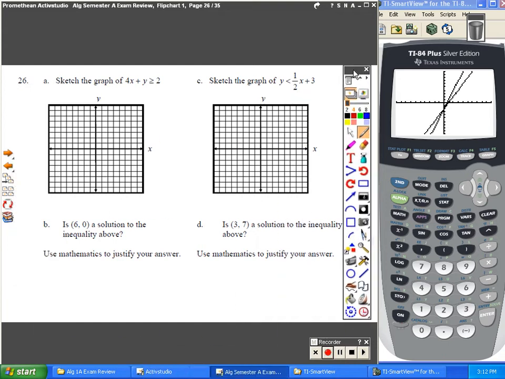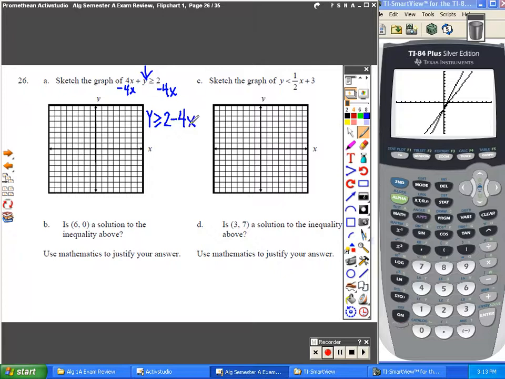When you first saw this problem, you might have thought that it looked pretty easy because all you had to do was graph. The problem is they don't solve the equations for y for you, so you do have to do that first. Right now you have y and it's not alone. In order to get it alone, you need to subtract 4x from both sides. That leaves you with y is greater than or equal to 2 minus 4x.